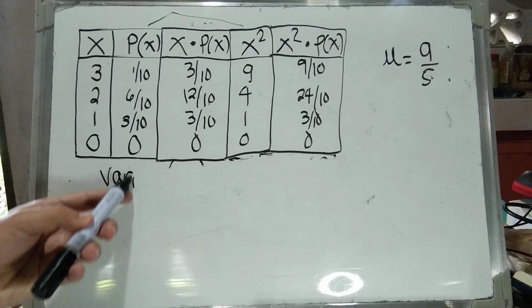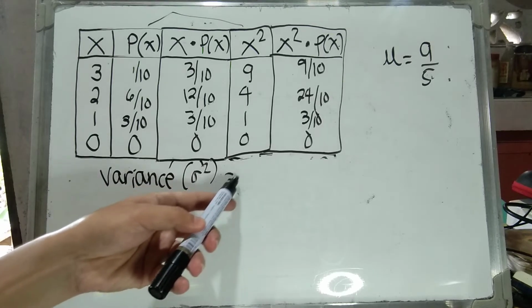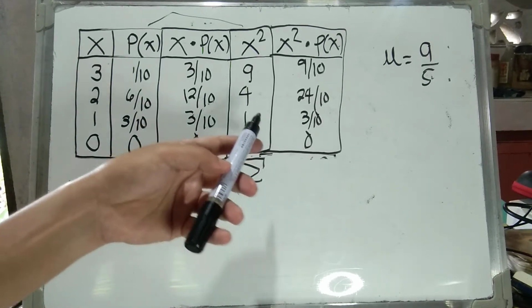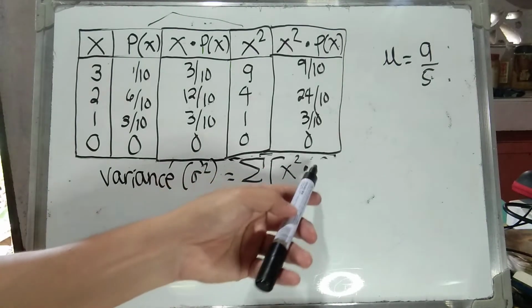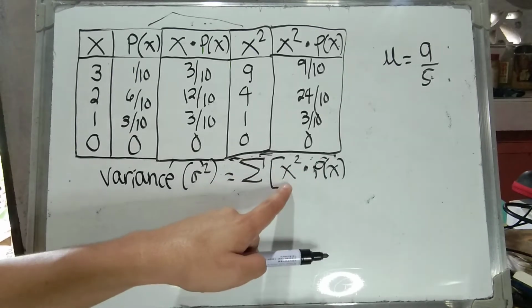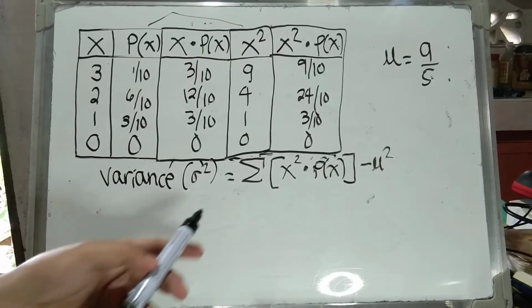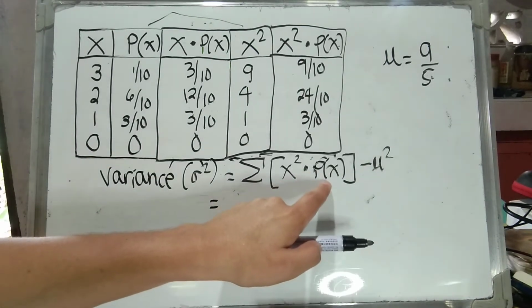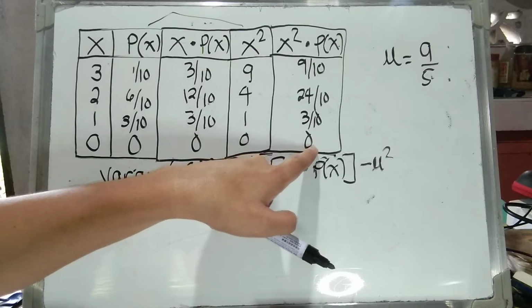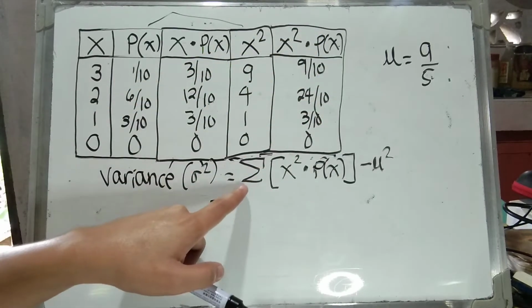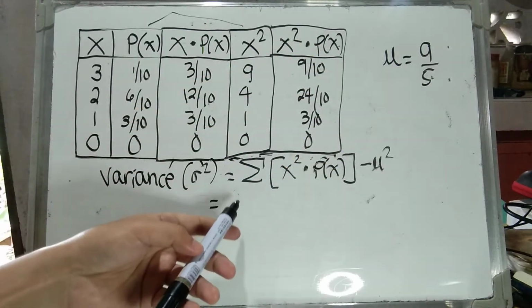variance. Now again, the variance is given by the formula sigma squared, and this is the summation of the product of our probability and the square of our random value, minus the square of our mean. As you notice, x squared times p(x) is actually this column, the square of the random values times the probability. So when you say summation, we have to get the sum of this column.